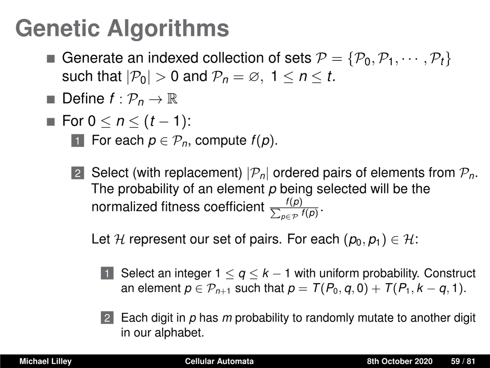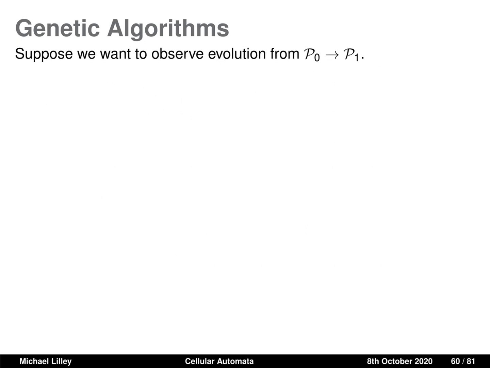And that's it. We allow this process to take place iteratively across every generation up to t-1, and we'll be left with a population t which should have a much higher aggregate score with respect to our fitness function.